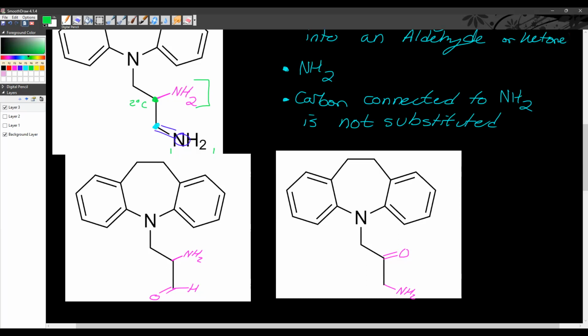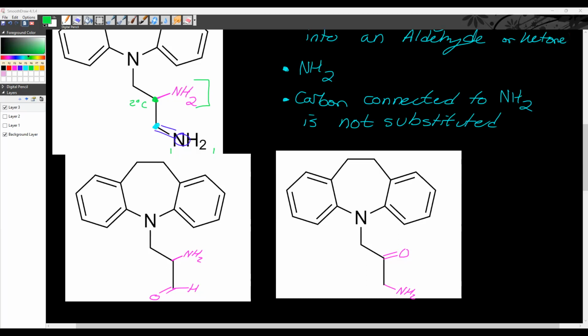Yes, oxidative deamination is the only phase 1 reaction that gets rid of a polar group. It's the only one. Is that true? I believe that's true.